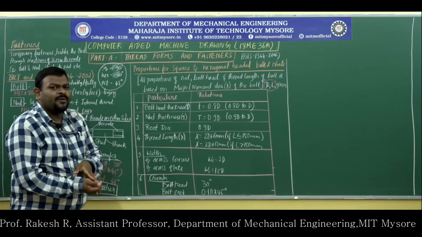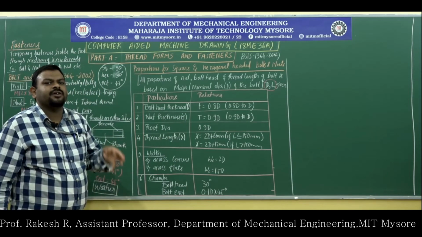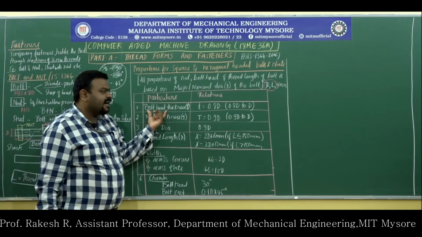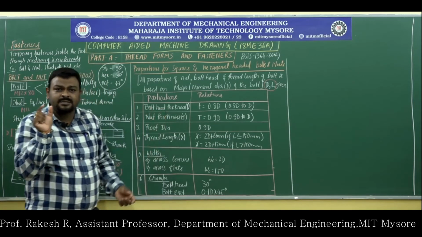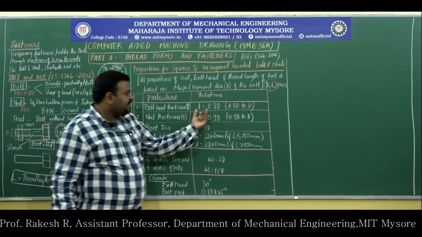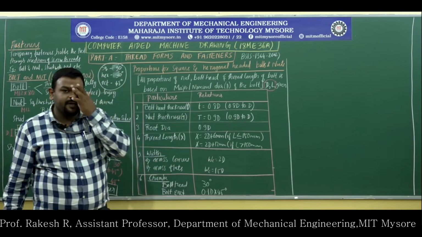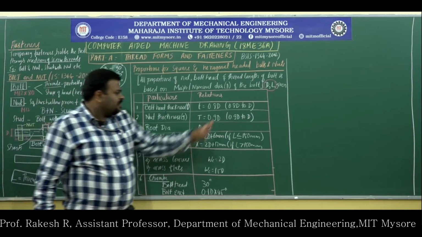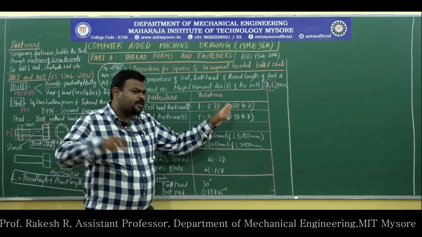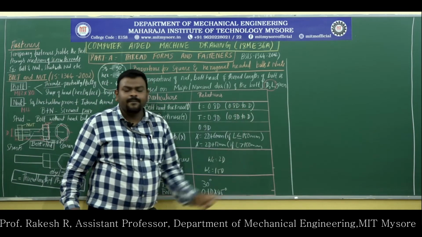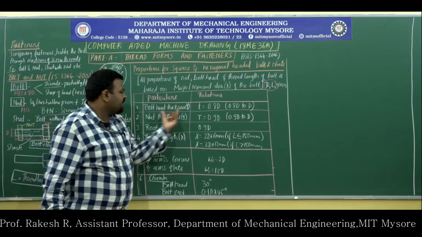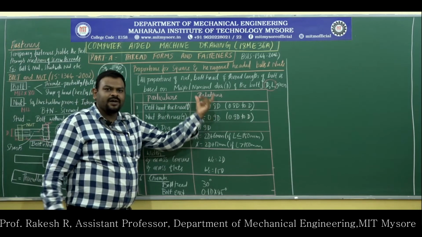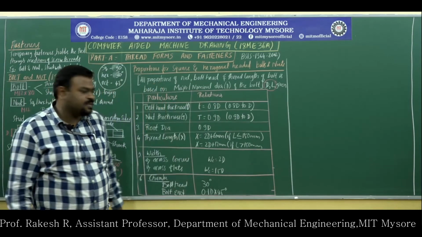Let us see the different correlations which are used. Number one, bolt head thickness. The thickness of the bolt head, that is the hexagon head, should be t equal to 0.8 D. This relation varies from 0.8 D to 1 D. Generally t is equal to 0.8 D, that is the convention we will be using.